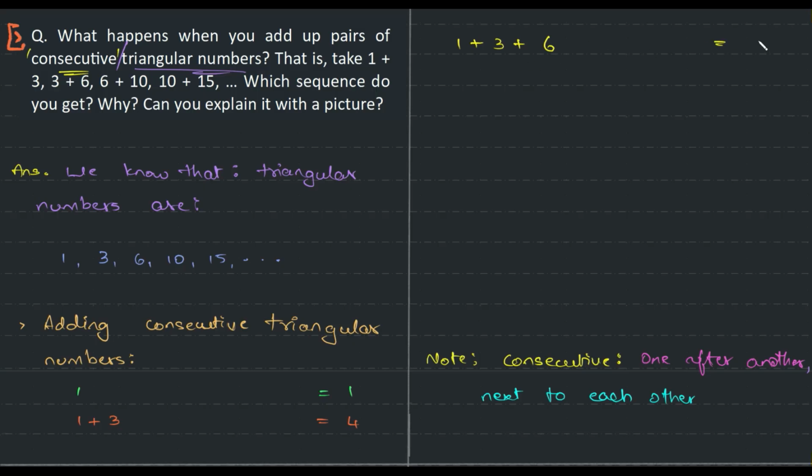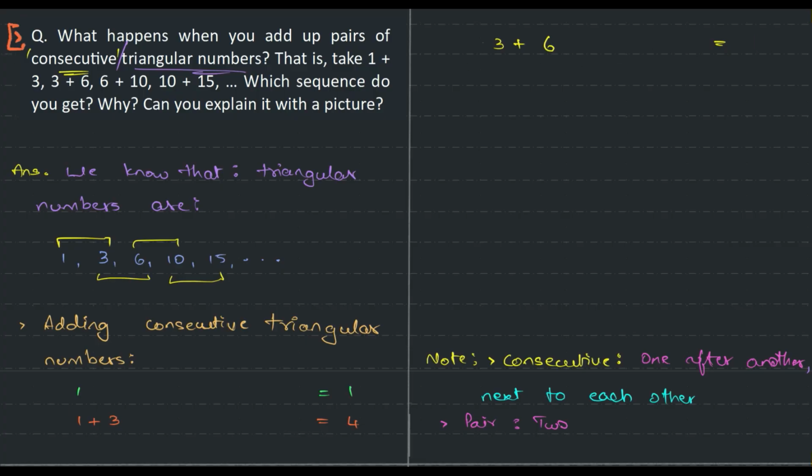Oh, sorry. Add up the pairs, not everything. Pair means, say, this is one pair, this is another pair, this is another pair. Pair means 2 in 2s. Okay, so let me write that as well. Pair is 2 in pairs, right?